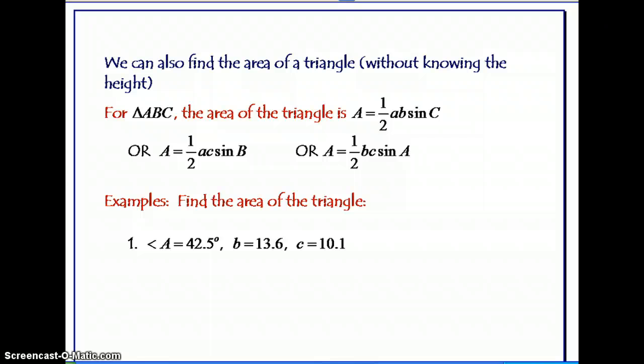Here's the one part that's new. There's the formula for the area of a triangle. The area of a triangle equals 1/2 the base times the height. That's a nice formula, and it works on any triangle.